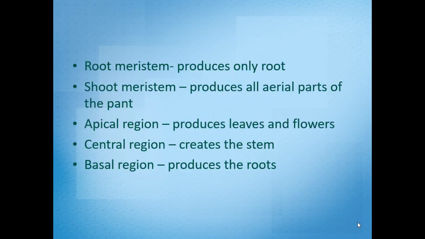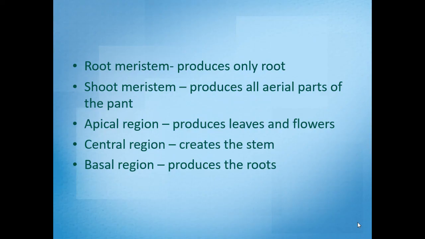The root meristem is going to produce only the root. The shoot meristem is going to produce all the aerial parts, so anything that's above ground of the plant. The apical region is going to produce leaves and flowers. The central region will create the stem, and the basal region will produce the roots. And that is it as far as plants are concerned.